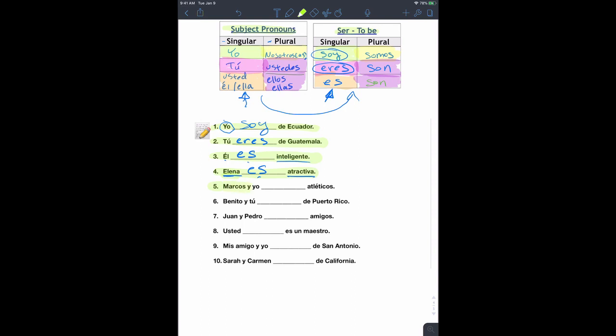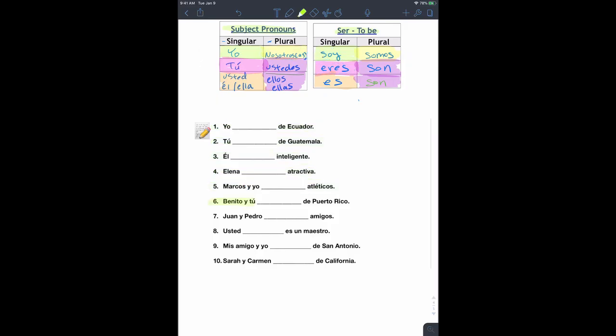Number 5. Marcos y yo blank atléticos. Okay, so here, it is obvious that we don't have Marcos y yo anywhere in the subject pronoun chart. So that's where we have to use our subject pronoun background knowledge to replace Marcos y yo with a subject pronoun, which in this case is nosotros, we, because I'm included as well. So the verb will be somos, which is right there.